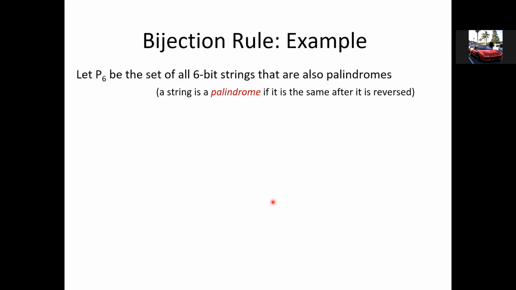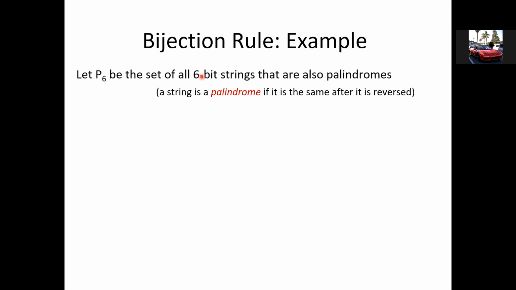Another example. Let's count all 6-bit strings which are palindromes, which means that if you reverse them, if you look at them in the mirror, taking the first and the last, making the last the first and the first the last, and so forth, they would be identical.